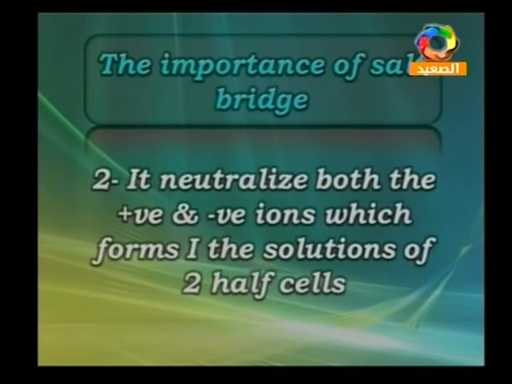After that, number two, it neutralizes both the positive and negative ions which form in the solution of the two halves of the cell. Again, the importance of the salt bridge is neutralization. It means that it neutralizes both the positive and negative ions which form in the solution of the two halves of the cell. If any acidity or any basicity increases inside the two halves of the cell, the salt bridge decreases or neutralizes this part of the reaction.